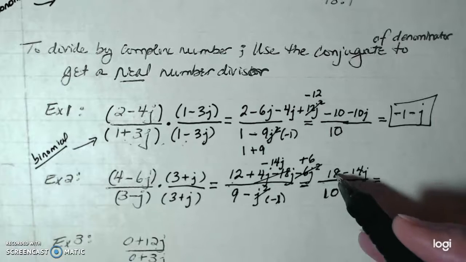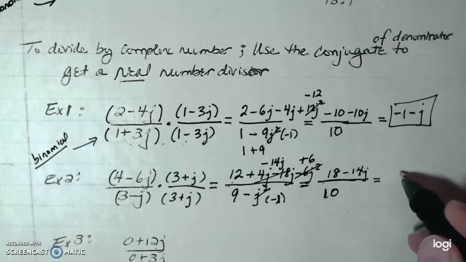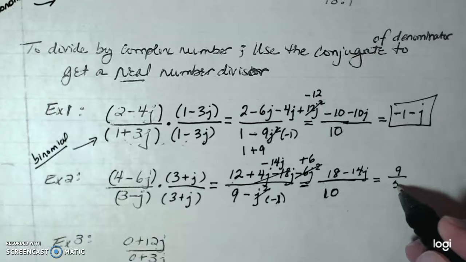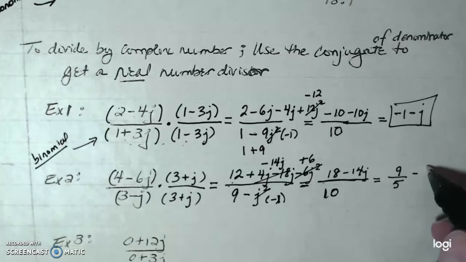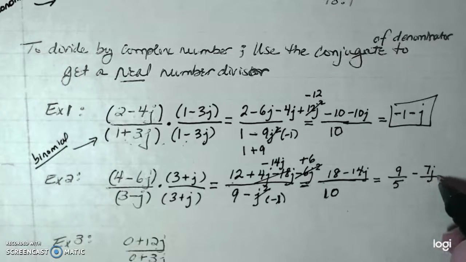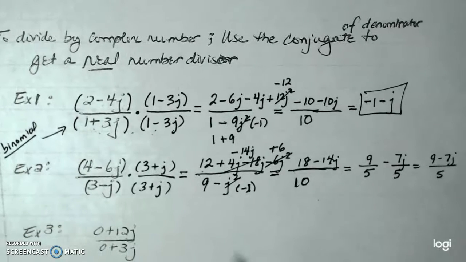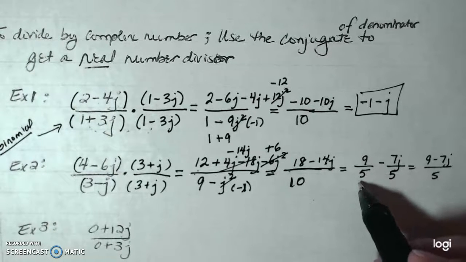So you're going to divide each of the terms in the numerator by 10. So 18 divided by 10, if you want to simplify that to a fraction, is going to be 9 over 5. Negative 14j over 10 will simplify to be negative 7j over 5. And that could be written as 9 minus 7j over 5 if you want. You typically won't see it written in either of these fashions.